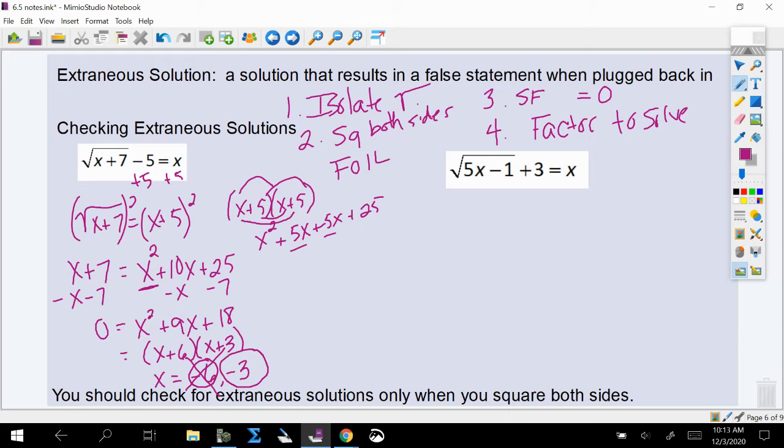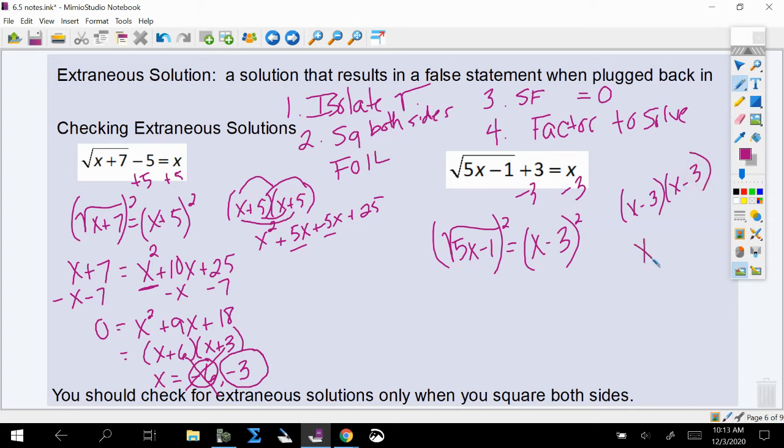So let me show you some more of these. So isolate the square root, subtract 3. So we get the square root of 5x minus 1 equals x minus 3. Square both sides to get rid of the square root, and here's where the FOILing comes in. So I like to do my FOILing off to the side so that I save some work where I'm working. So first is x squared, my outer is negative 3x, my inner is also negative 3x, and my last ends up being positive 9.